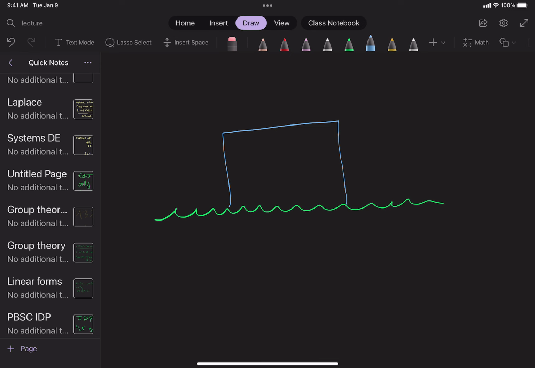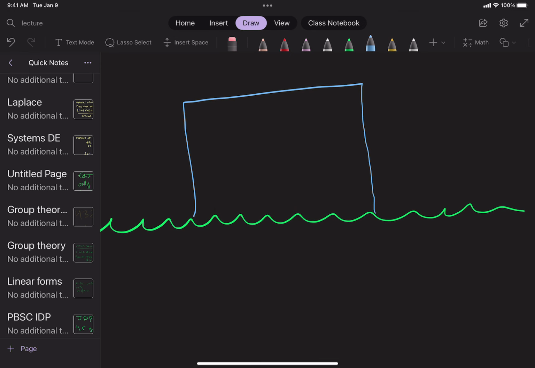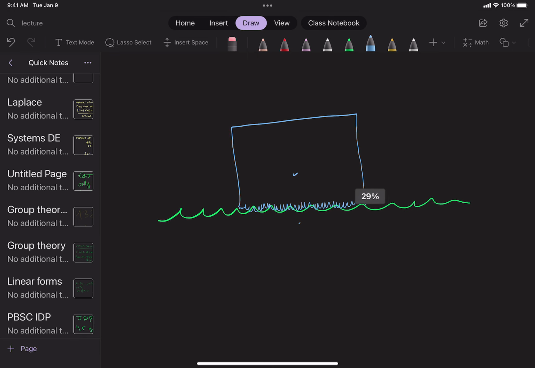So on an atomic scale, if you zoom in here, even if it's a smooth piece of metal, it's not perfectly smooth. There's like little teeth on an atomic scale here. And the interlocking of the teeth between this block and the floor, that is the source of friction.